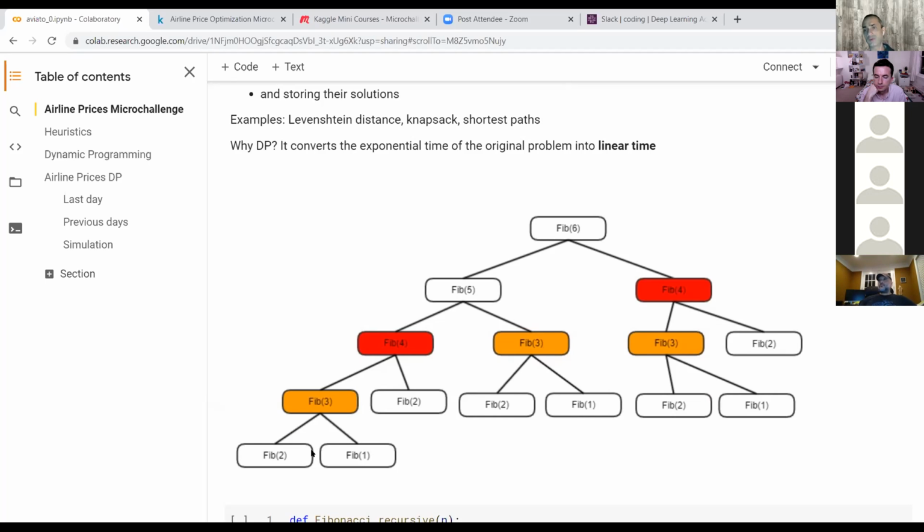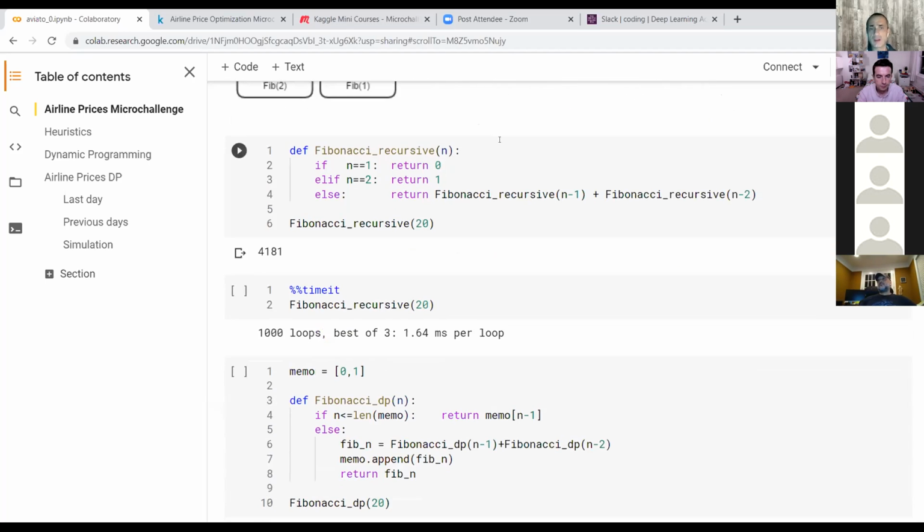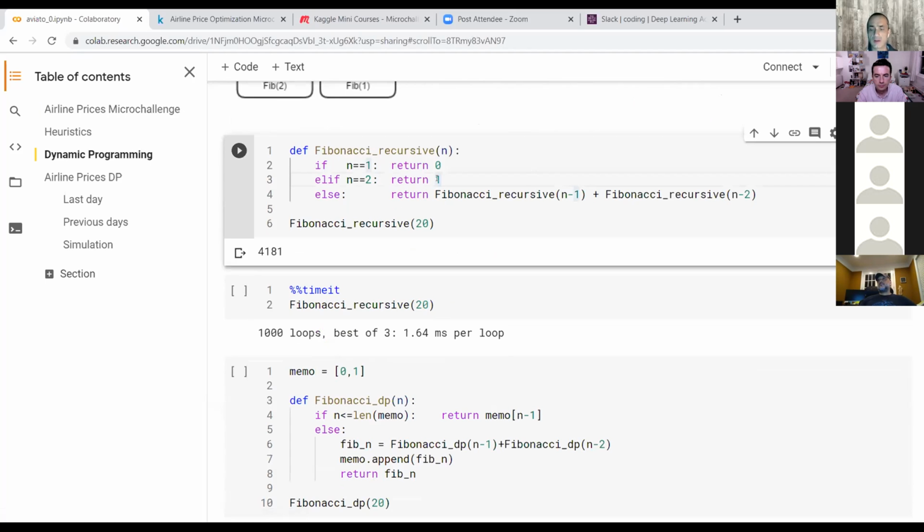And so if we move bottom up, and then we calculate Fibonacci 2, and then Fibonacci 3 and 4 and 5 and 6, we don't need to keep all these parts of the tree in the algorithm. We just keep one linear array basically. And I just tried here.